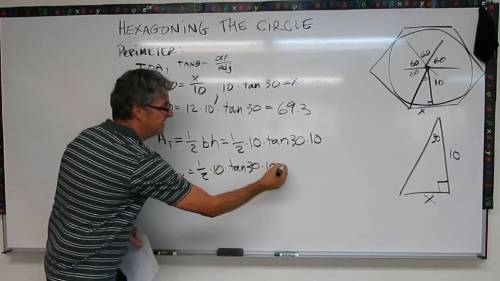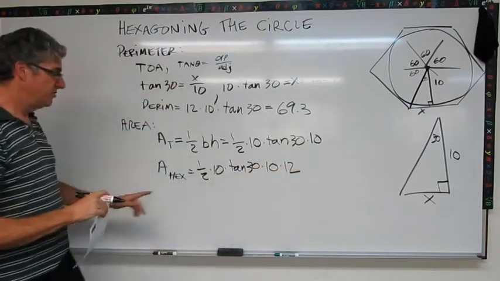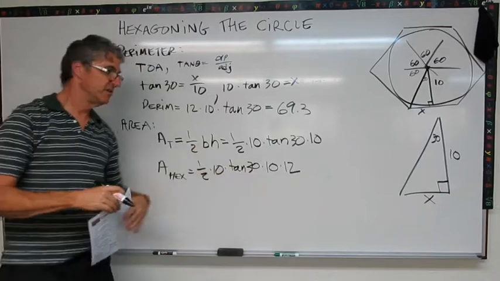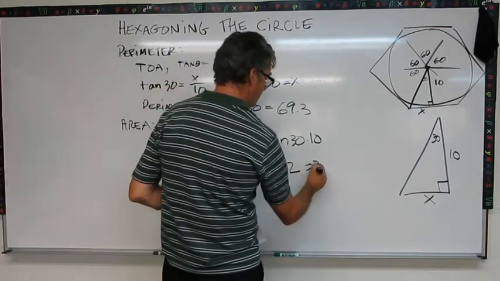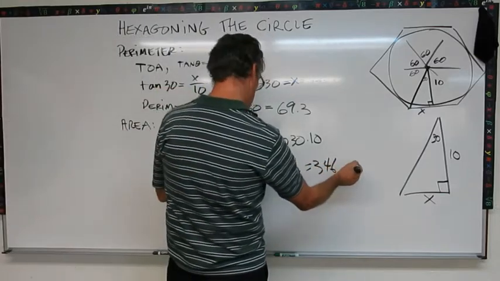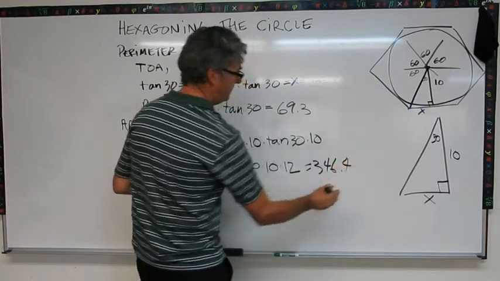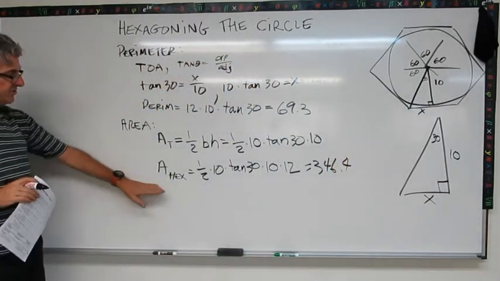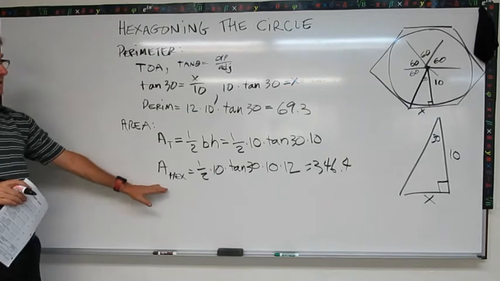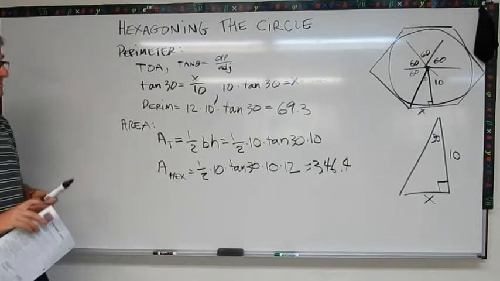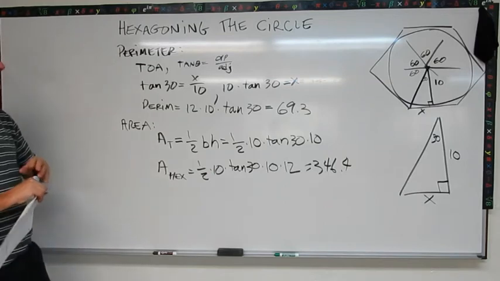times 10 times 12. So if you do all of this multiplication, you're going to wind up with 346.4. So that gets you the area of the hexagon. Let's review, okay, just to make sure that that makes sense.